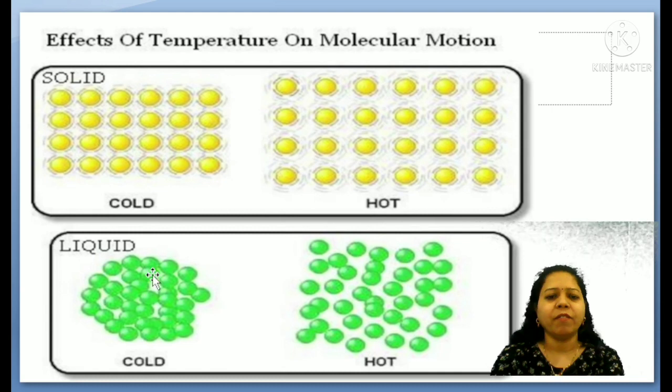Now when we are giving heat to a liquid, the particles are also going far away from each other, and the intermolecular space between them also increases. This is the effect of temperature on molecular motion. The movement of particles in both solid as well as liquid, when we are giving heat to them, increases, or the kinetic energy of those particles automatically starts to increase.